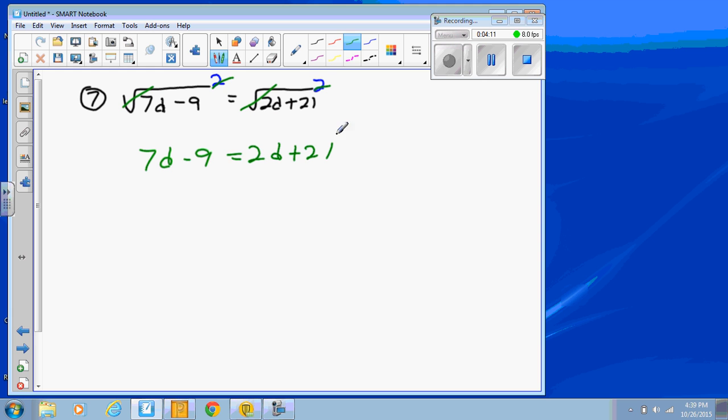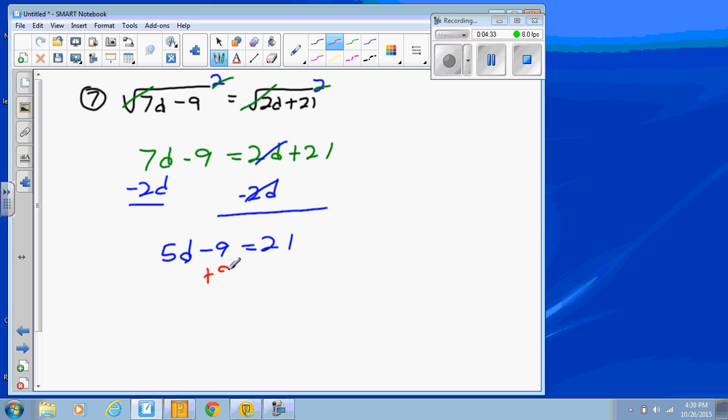So now I get all the d's on one side of the equation, so I'm going to subtract 2d from both sides. These are canceled, and I have 5d minus 9 equals 21. And I'm not finished yet, but I've turned it into a pretty simple 8th grade problem. Now I'm going to add 9 to both sides. So that gives me 5 times d equals 30. And now I divide both sides by 5.